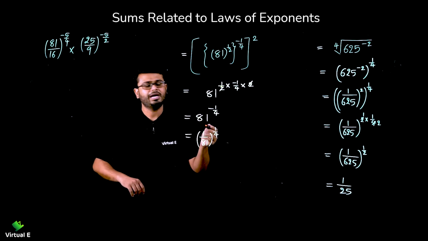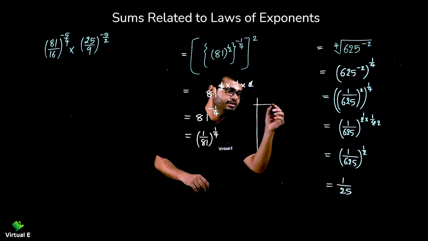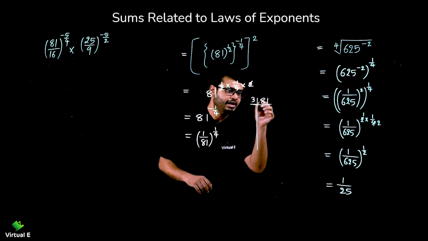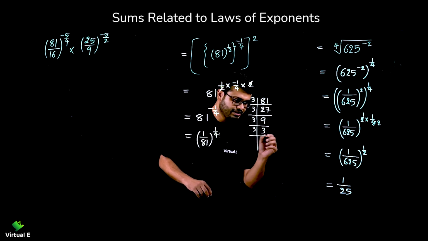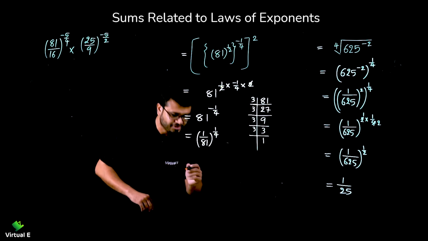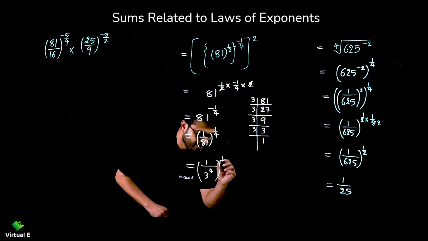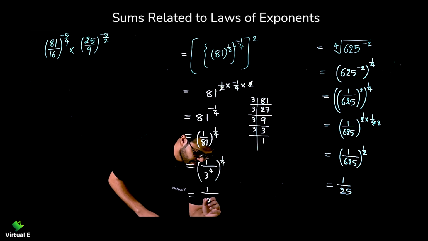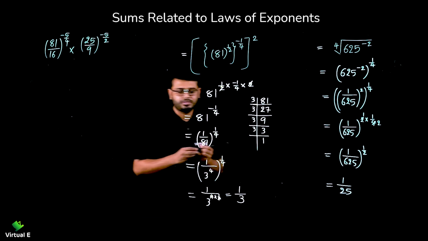Now 81 and the 4th root, how is it possible? Remember, if you factorize 81, 3 twos are 6, sorry, 3 nines are 27, 3 threes are 9, 3 ones are 3. So 3 raised to 4 we can write over here. So instead of 81 we will write 3 raised to 4, and here 1 by 4. So 1 by 3 raised to 4 multiplied by 1 by 4. 4 gets cancelled. So that is 1 by 3 as the answer, right?